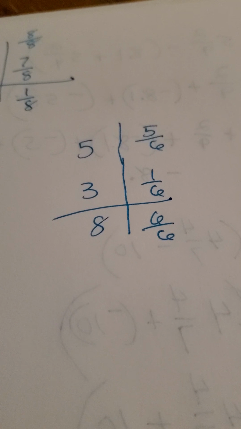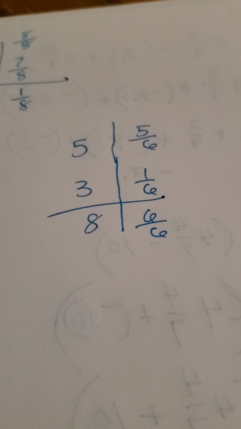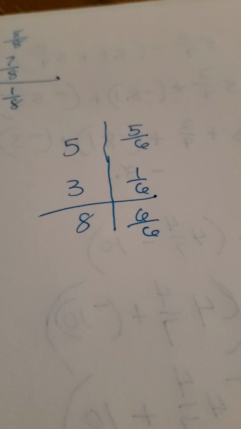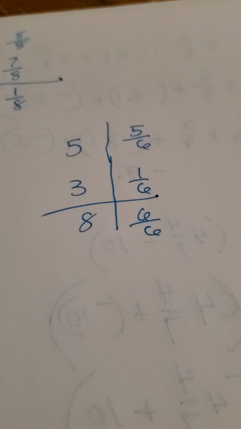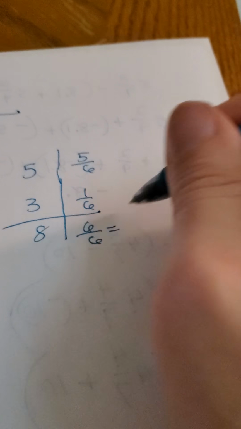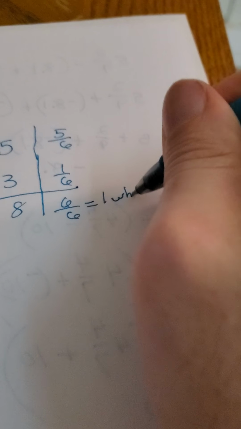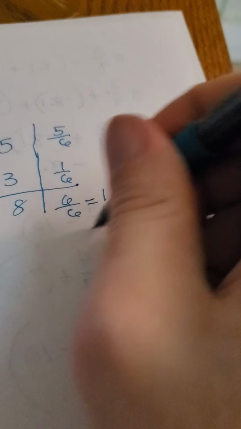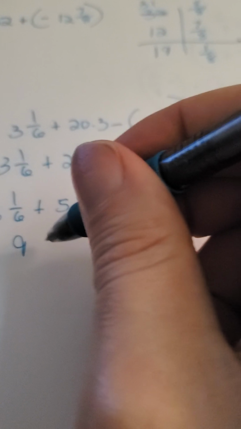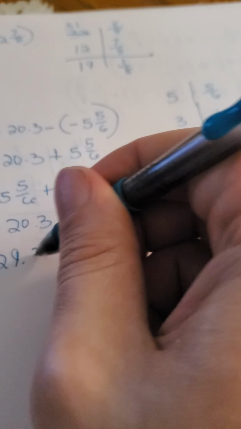This is positive plus a positive. So we just add them together. And then 5 and 3 is 8. So 6/6 is 1 whole. So we just add 1 to, I'm going to write that out for you. So this 6 over 6 equals 1 whole. So what I'll do is take this 1 whole and I'll add it to the 8 over there. And my answer is just 9 plus 20.3. And I get 29.3.